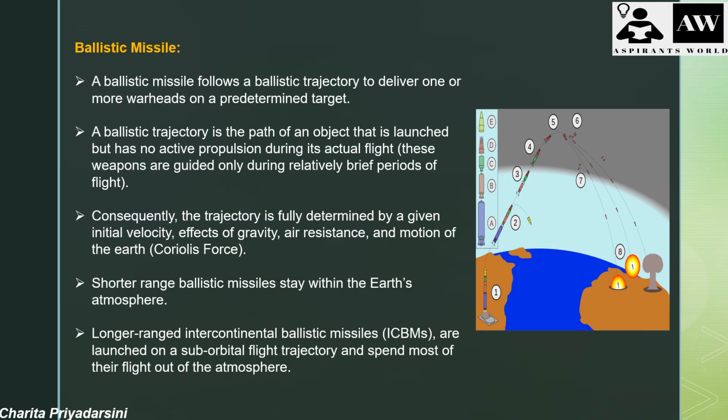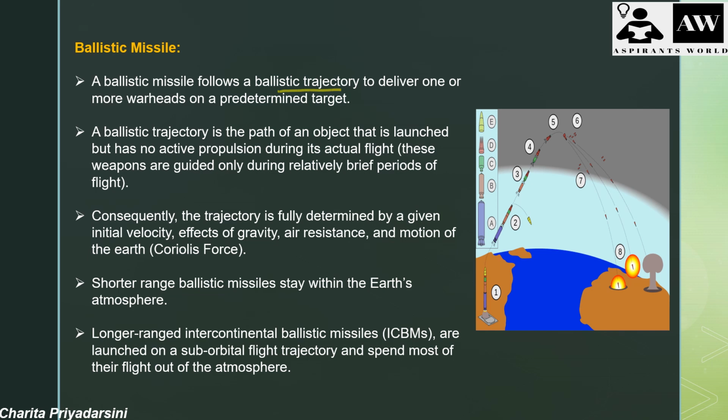The ballistic missiles. The first category we are going to discuss is the ballistic missile. A ballistic missile follows a ballistic trajectory to deliver one or more warheads on a predetermined target. So the ballistic missile basically follows some trajectory path to hit the predetermined target.